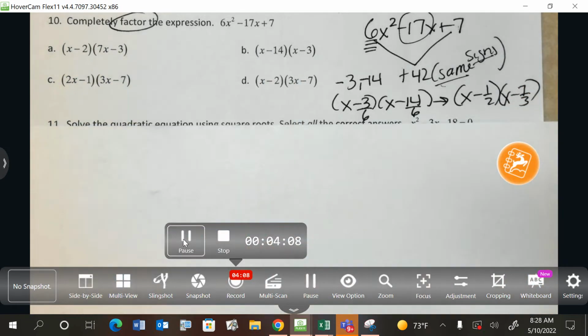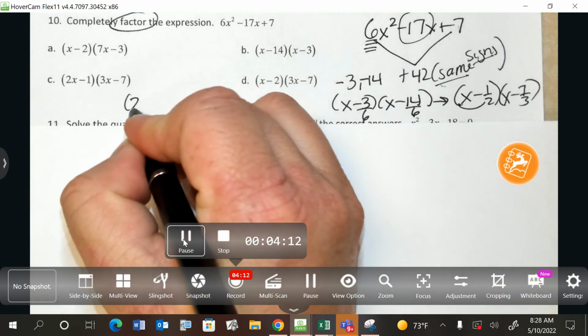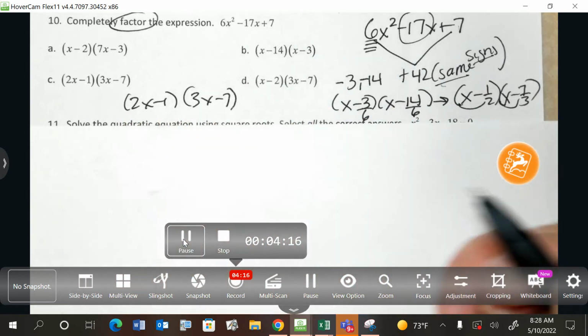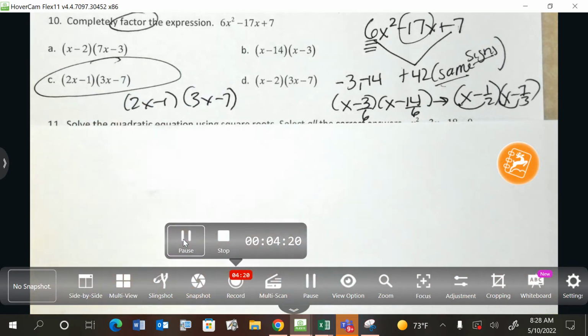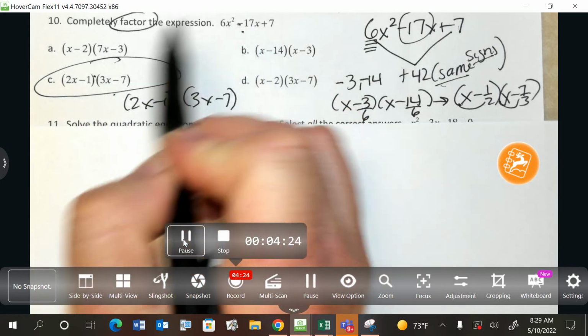Now, if we look at our choices, you're like, but that's not what I have. Remember, bottoms up. So one answer is 2x minus 1, and then 3x minus 7. Do we see that answer here? 2x minus 1, 3x minus 7. This is equivalent to this. This is equivalent to this. It's just factor.